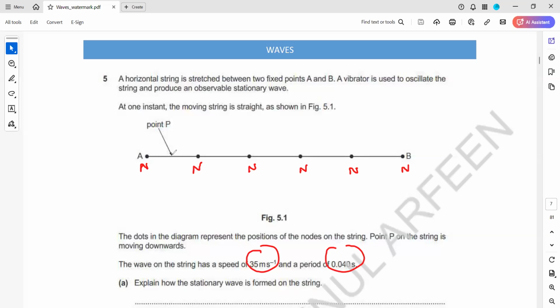What does it mean? One oscillation, like for example, as you see point P here, like this is the position. So next position, it will be like this, goes down. Next position, it will again come back to the same place. Next position, it will go up. And the next position, it will come back to the same place. Like going down, coming back up, then going up and coming back down. That is one complete oscillation or one vibration. So that duration or that interval is 0.04 seconds. So in 0.04 seconds, it completes this motion.